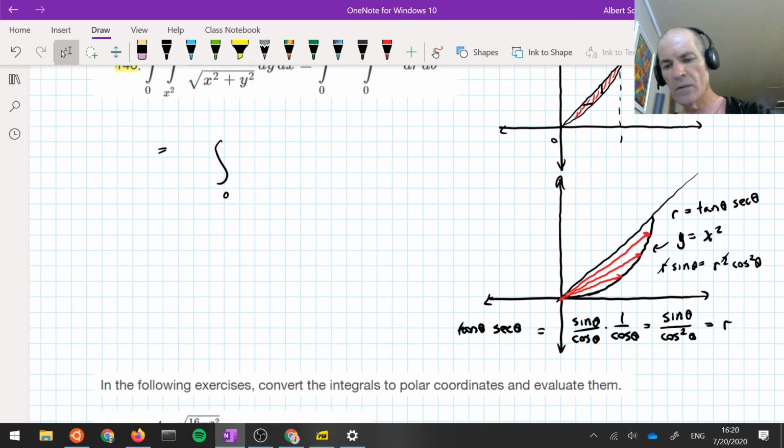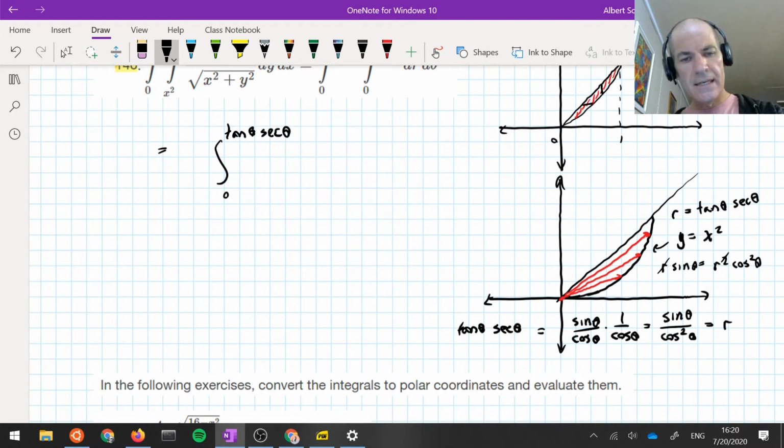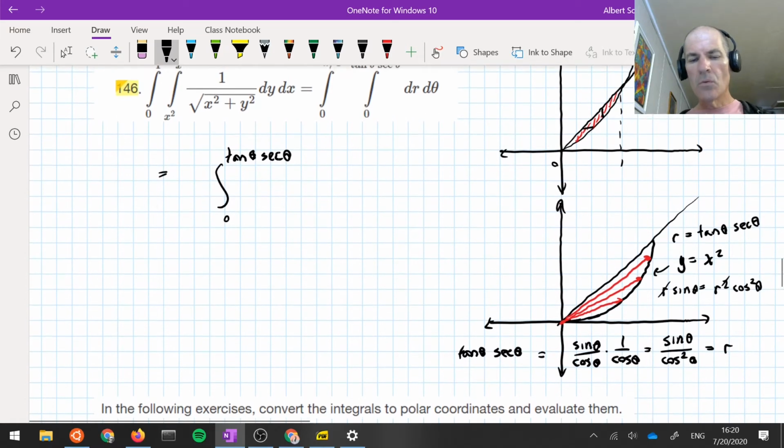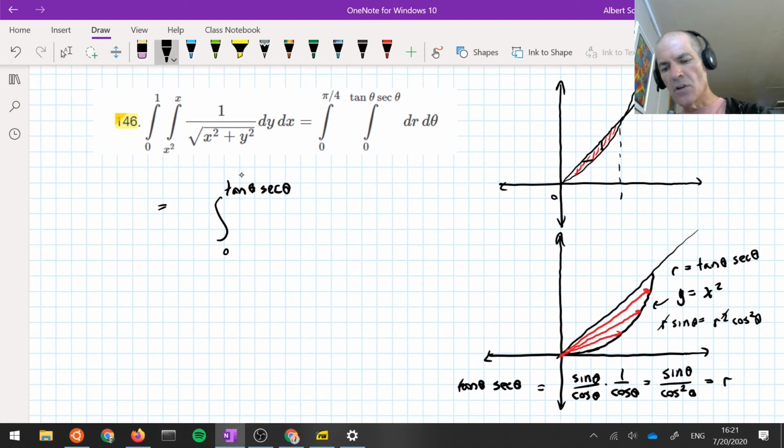So we know when we're integrating along these red rays that start at 0 and always end on the curve, r is always starting at 0 and ending at tangent theta secant theta. Over what range of theta values is all of this occurring? It's happening for theta starting at 0 and ending at pi over 4. All right, so we have recast the domain of integration in terms of polar coordinates.